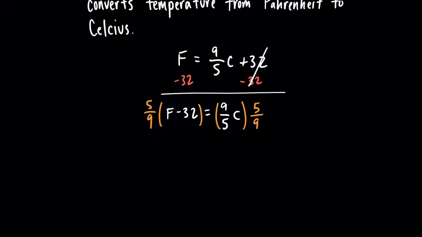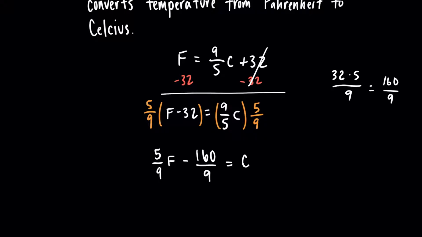Okay, so let's do this. On the left, let's actually multiply this out. So we're going to have 5/9 f minus, oh gosh, what's 32 times 5/9? 32 times 5 over 9. That's going to be 160 over 9. Yep, let's just leave it like that. Minus 160 over 9. And that's equal to c because the 5/9 and the 9/5 multiply to make 1. Okay, so this is actually your answer right here. Let's just rewrite it with c on the left. So we have c equals 5/9 f minus 160 over 9.